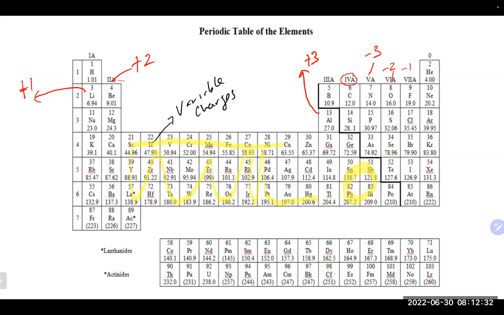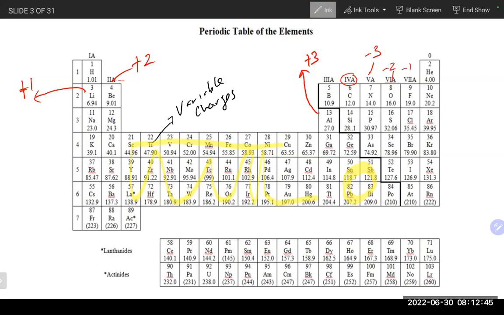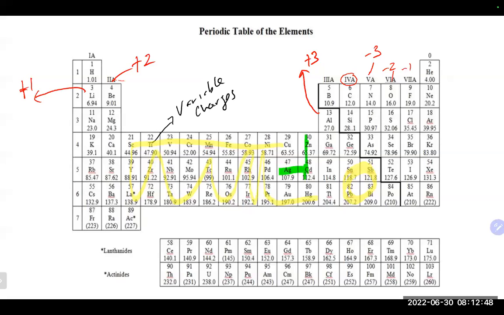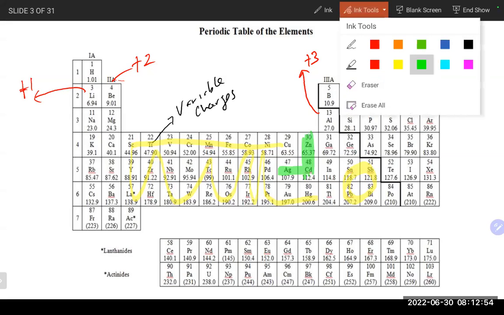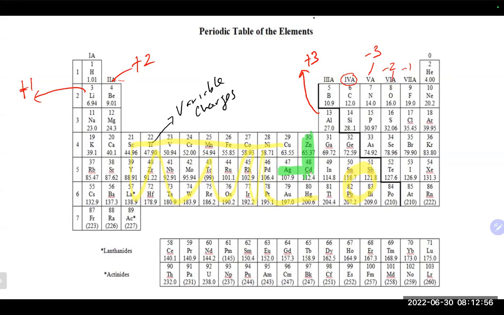There are 3 exceptions that we commonly come across that, although they are transition metals, still have fixed charges. Those are this backwards L that's right about here, coming this way and this way. These guys here have basically fixed charges, even though they're transition metals. Zinc and cadmium will always be +2. So zinc and cadmium always +2, and our silver here will be +1.